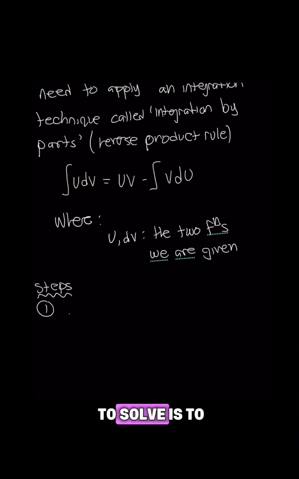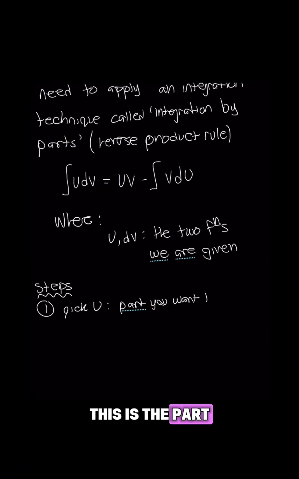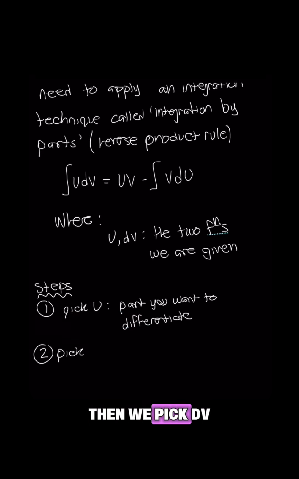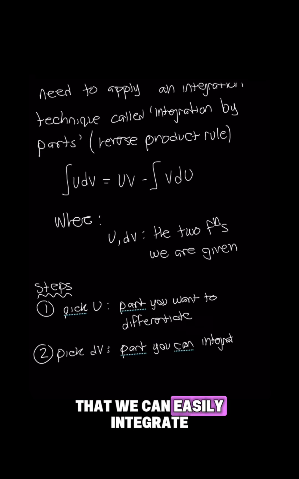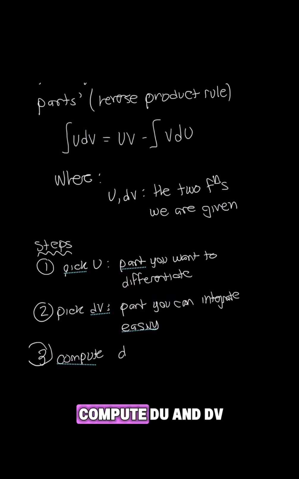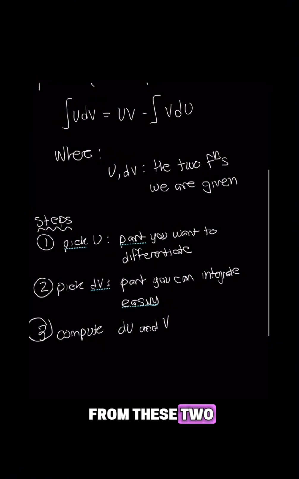So the first step to solve is to first pick what u is. This is the part you want to differentiate. Then we pick dv, which is the part that we can easily integrate. Step 3 is to compute du and v from these two quantities we identified in 1 and 2. Step 4 is just to plug it all in and simplify.